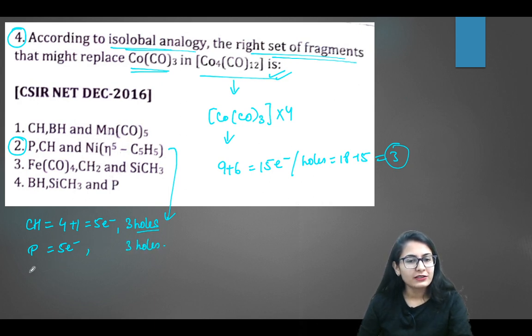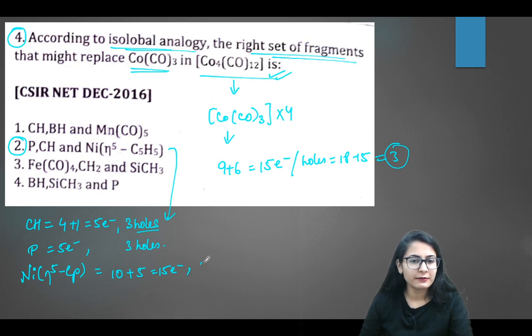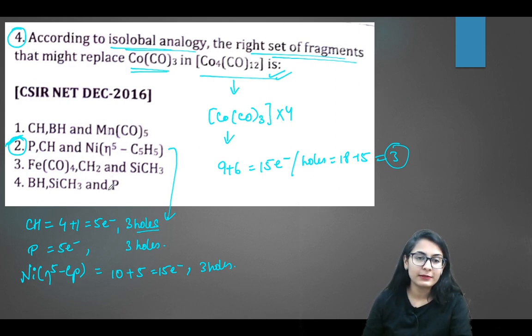Okay, so yes, the last one is the nickel complex. Nickel eta 5 Cp. So that is 10 plus 5, 15 electrons over here, right? So if it is having 15 electrons, 18 minus 15 is again 3 holes, right? So this is our correct answer, option number 2. You can try and check out all of the other ones, you will be able to find.